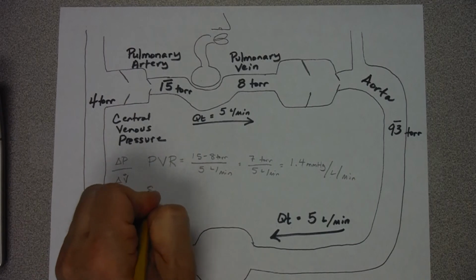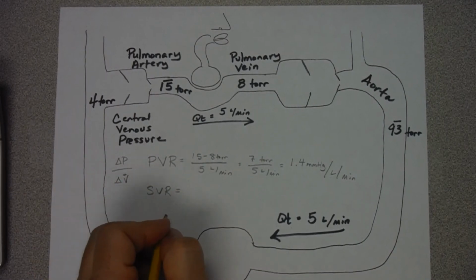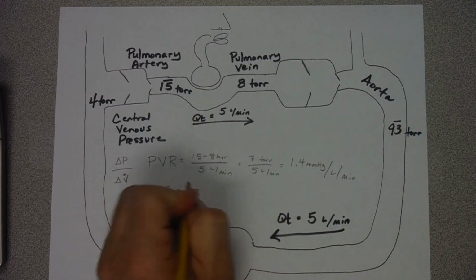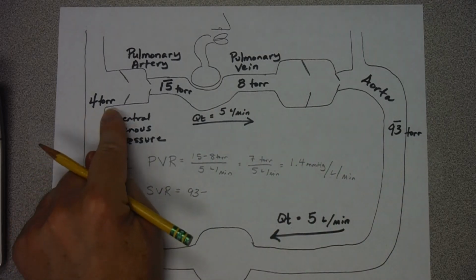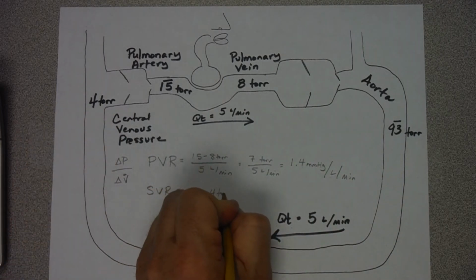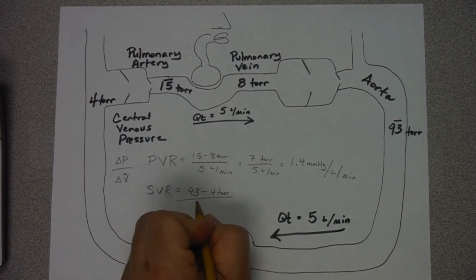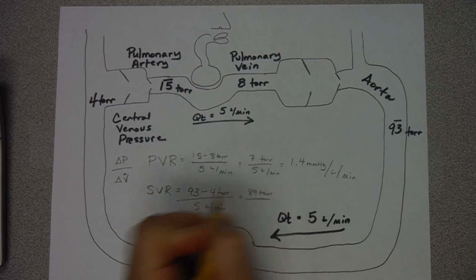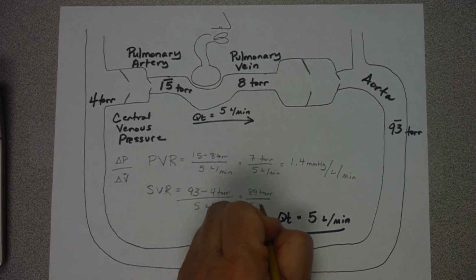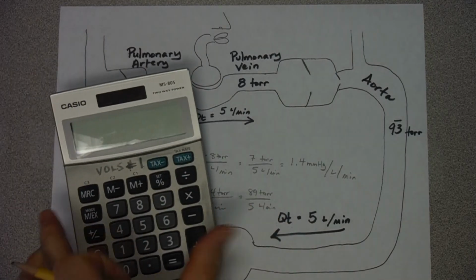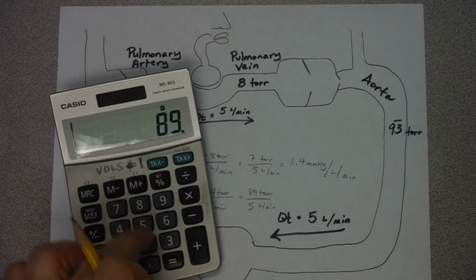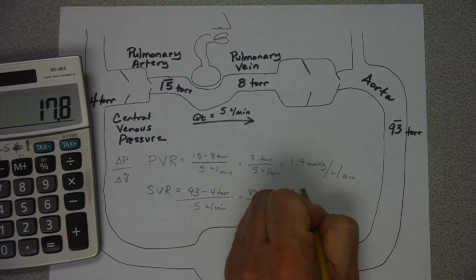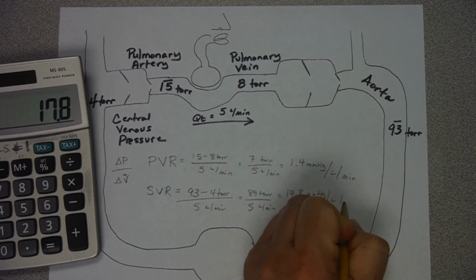Alright, for systemic vascular resistance, which is called SVR, you have to find your delta P, which is your high pressure. The highest is 93 average, minus the low pressure, which is our CVP, 4 torr. Again, divide by cardiac output because that's your flow. All right, that gave us 89 torr over 5 liters a minute. I forget what that math is, so I'm going to do that on my calculator. 17.8 millimeters of mercury per liter per minute.